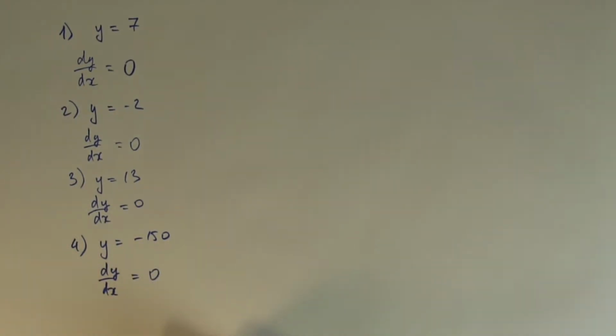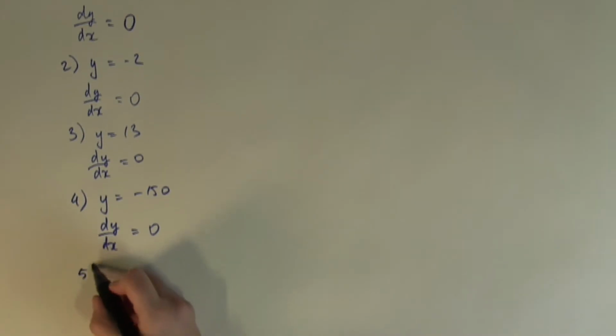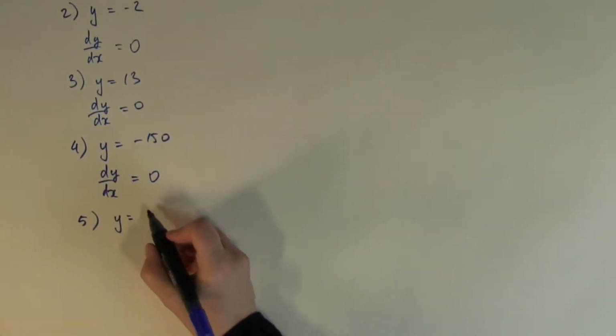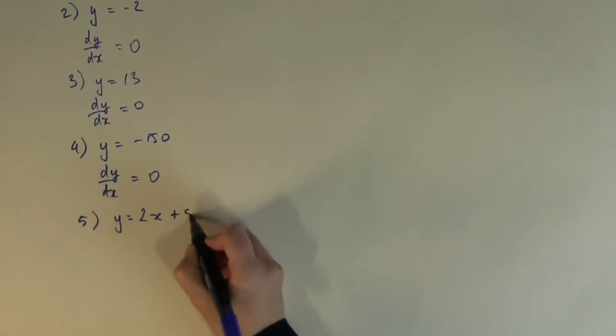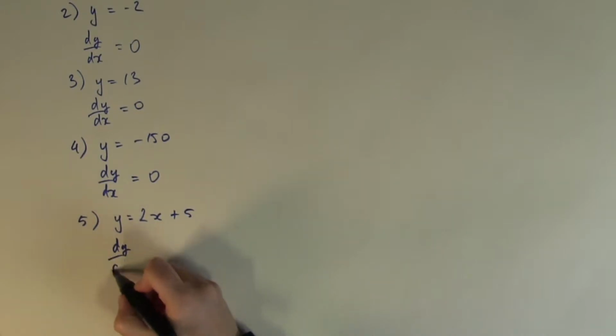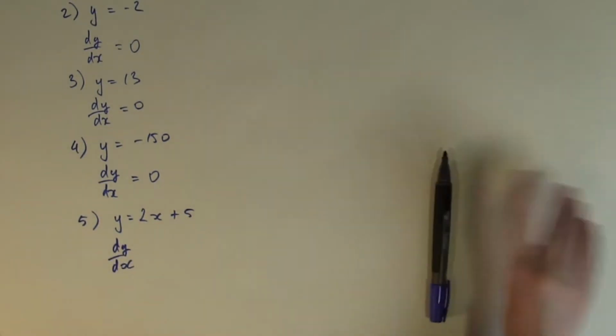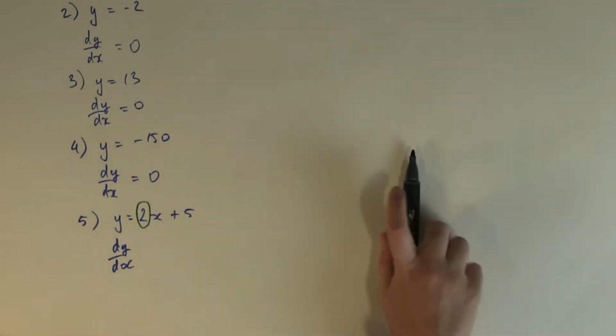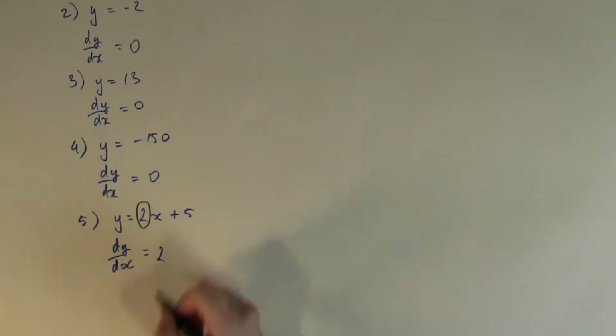its derivative will be 0. Number 5, a little bit of a difference now. This one is a linear function. So remember, what was the change or the derivative of a linear function? That is just the coefficient in front of the x. So that is equal to 2.